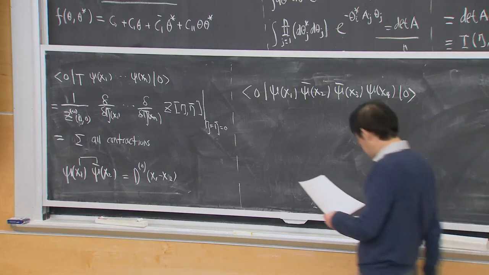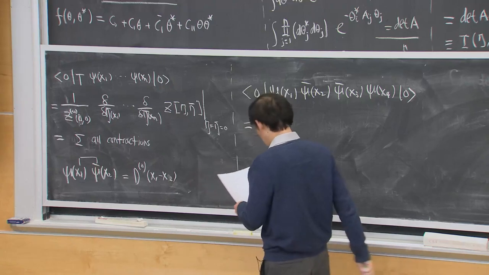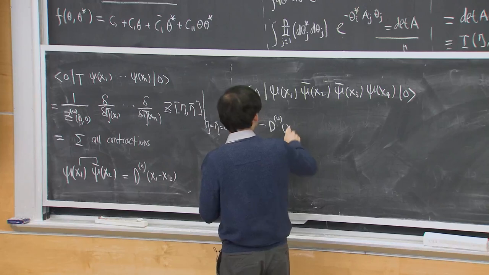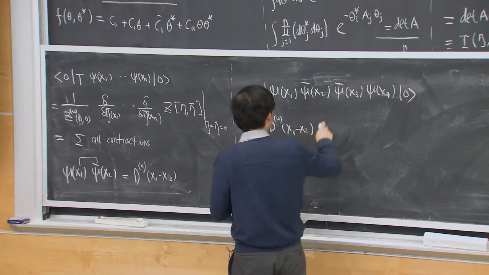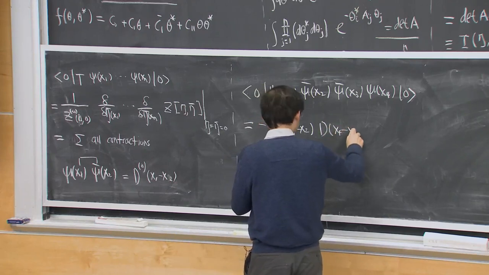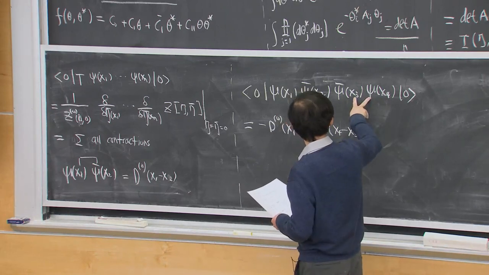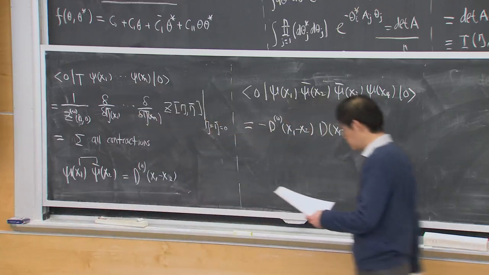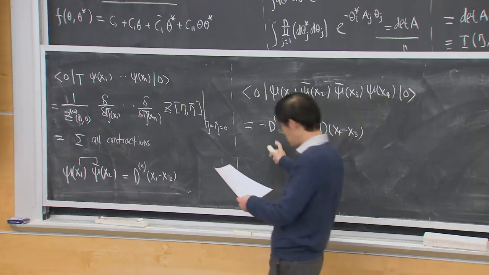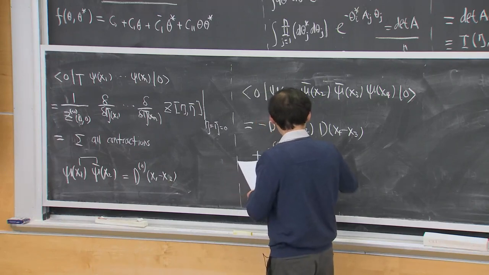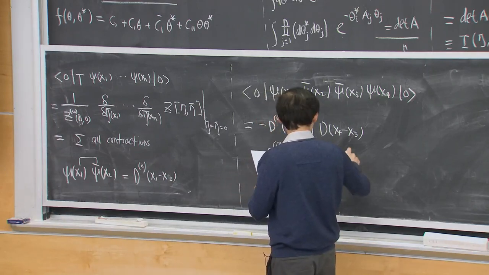And if you are careful, you will find you get minus D zero of x1 minus x2, and D zero of x3 minus x4. The minus sign comes from needing to exchange these two so that you have the form of psi and psi bar. And then you can also have D zero of x1 minus x3 and D zero of x4 minus x2.